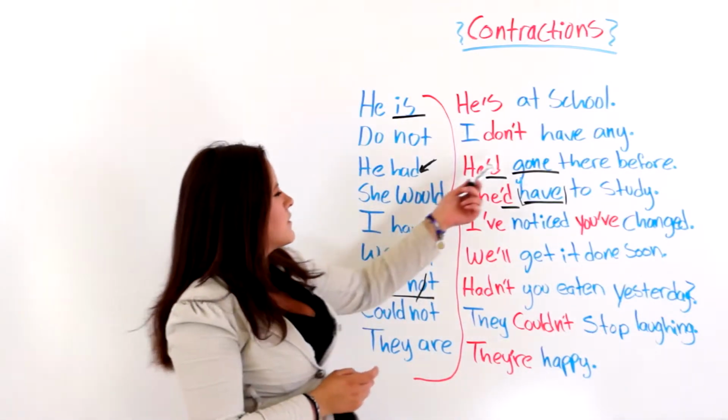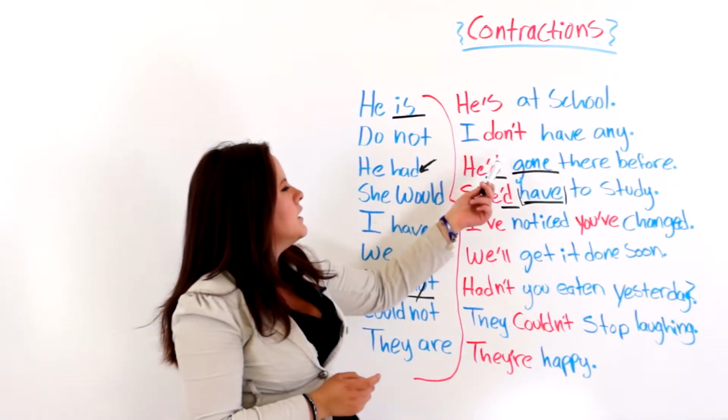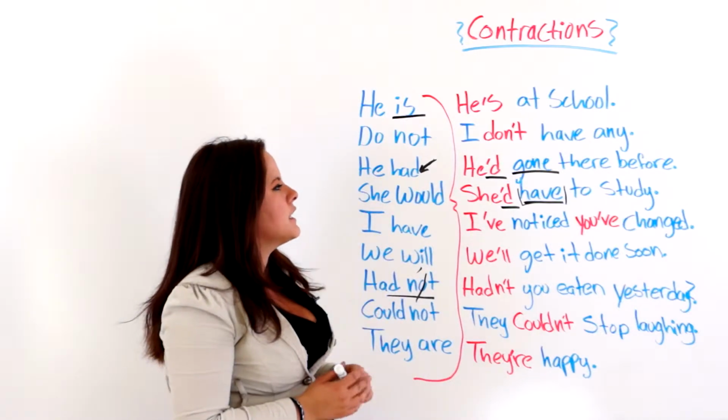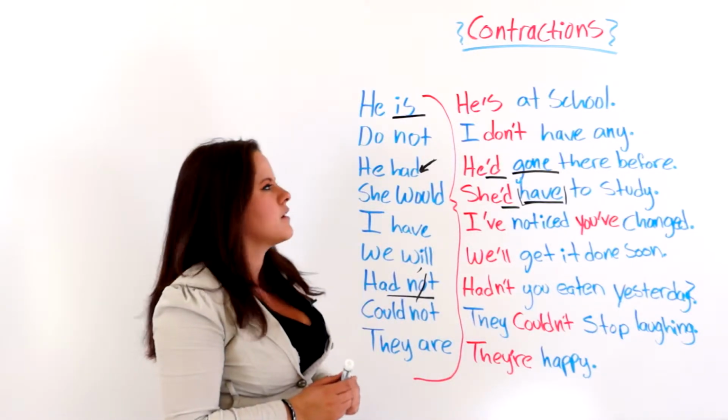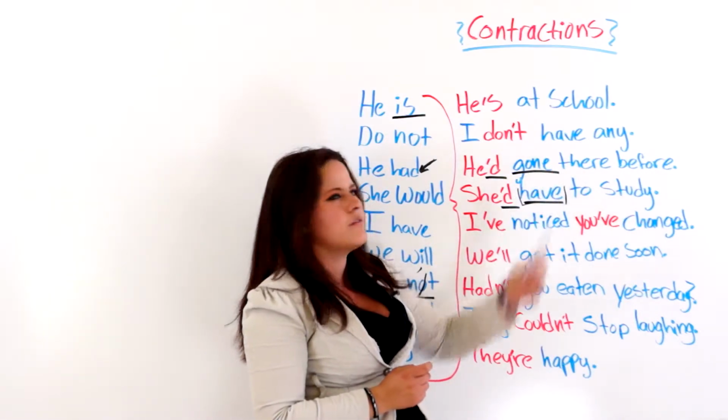You contract them the same way. It looks the same, right? He'd gone there before, or he would go there. If you want to say he would go there, he'd go there. He'd go there. But you just have to look carefully at the verbs.